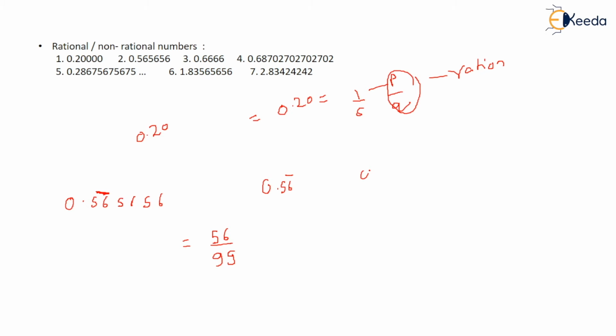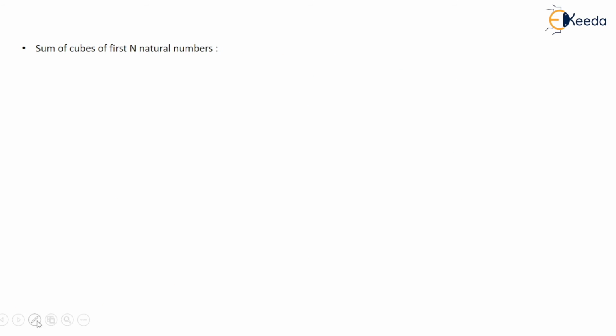Similarly, 0.6666, I can write it as what? I can simply write it as 0.6666. So 6 you write upon 9, which number is reoccurring. 6 is reoccurring many times. You can write 6 by 9. So this comes out to be 2 by 3. Okay, this is how you need to write. This is the next question, that is sum of cubes of first n natural numbers. Okay, so for cube, what formula do you have?